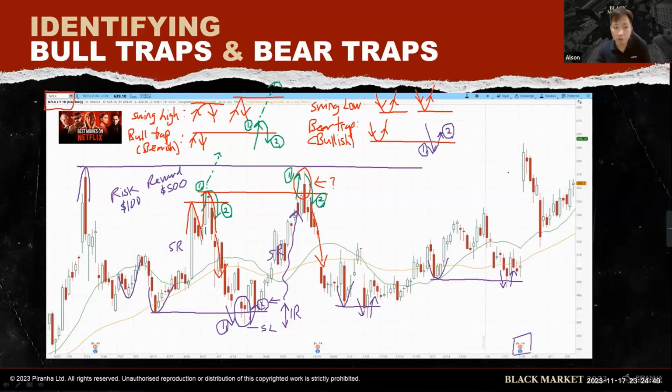Okay, so example here, this is also a swing high. This is also a bull trap, right? Price goes up, comes back down. This one can probably go for 1:2 on the bull trap pattern.